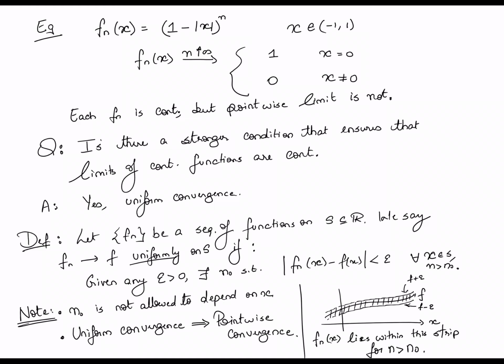So as you make the strip smaller and smaller, the n naught will increase, but the point is still that uniform convergence requires that beyond a certain point all functions must lie entirely within the strip. All right, so that's the definition of uniform convergence. Before we prove what we had already said, namely that uniform convergence implies that limits of continuous functions are continuous, let's actually first do a few examples.